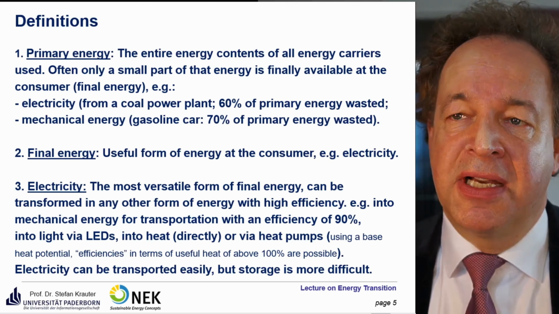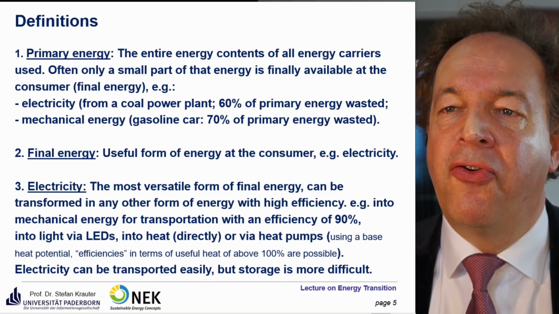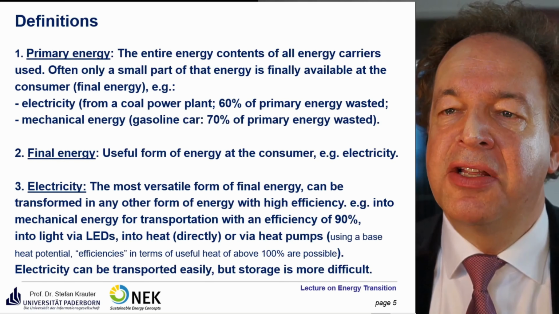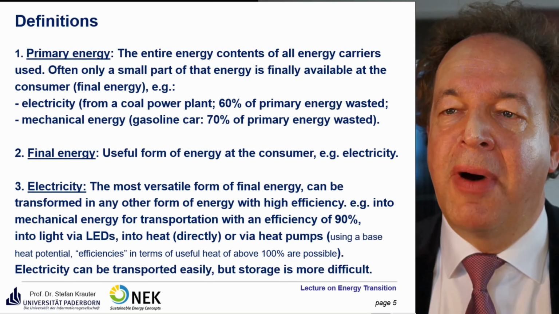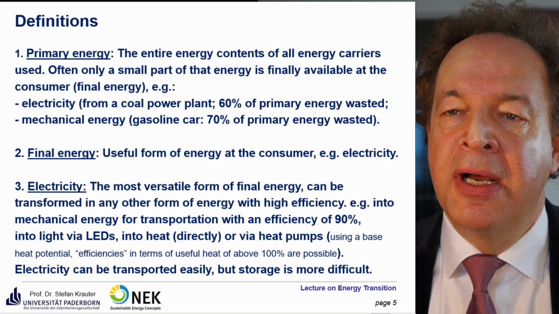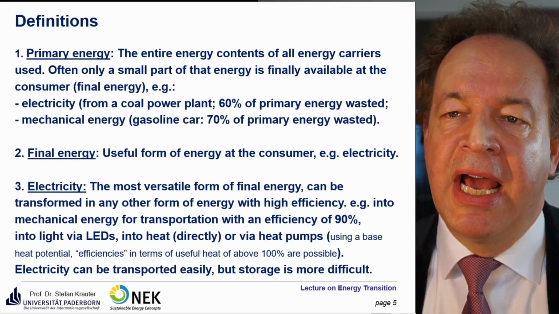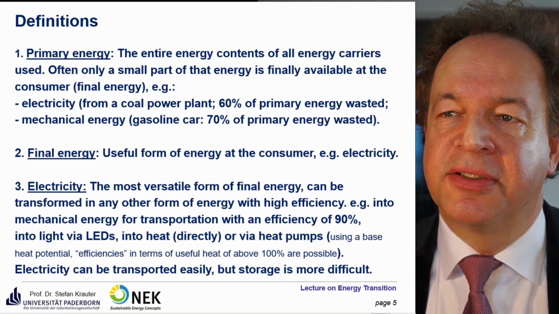For example, it's electricity. We stay at electricity. Electricity is the most versatile form of energy. It can be transformed into any other form of energy with a relatively high efficiency. For example, into mechanical energy for transportation with an efficiency of about 90%, or into light via LEDs, or directly into heat, or even better via heat pumps. Electricity can be transported easily, but storage is more difficult.